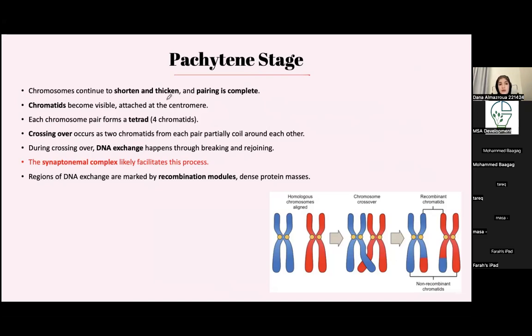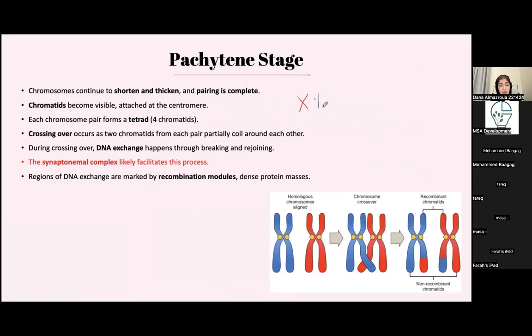Now, chromosomes continue to shorten and thicken, and pairing is complete, which is something we've said before. Chromatids become visible and attach at the centromere. Each chromosome pair forms a tetrad, 4 chromatids, which again, remember the chromosomes that I drew earlier, the one coming from the mother and the other coming from the father.